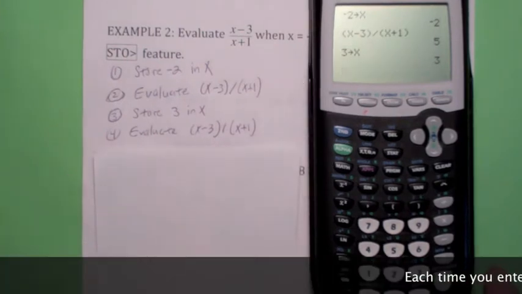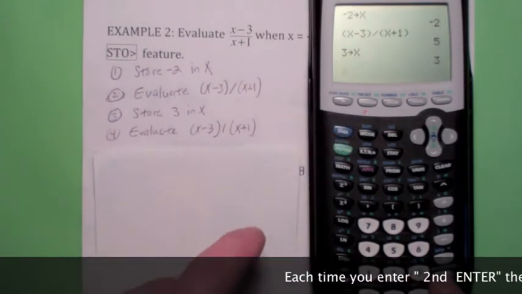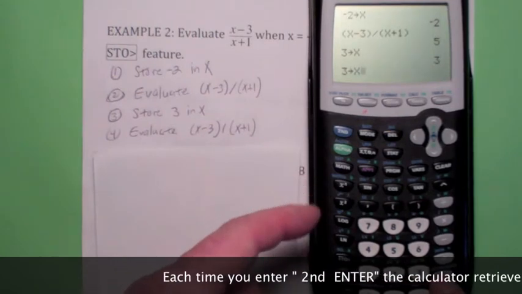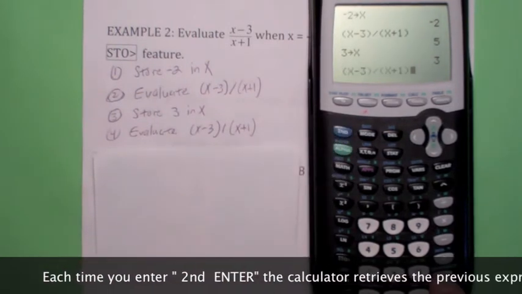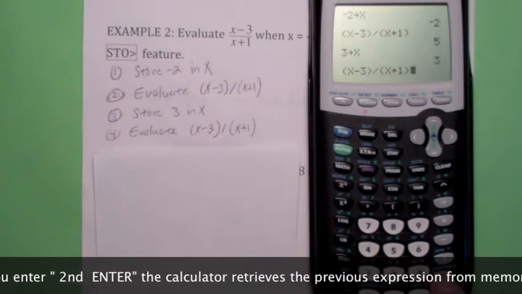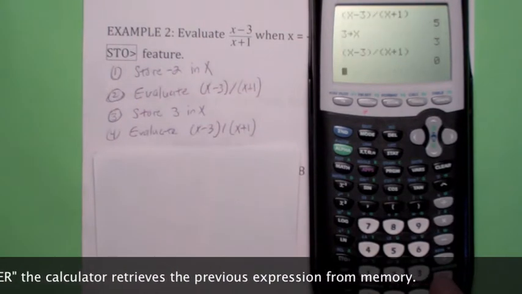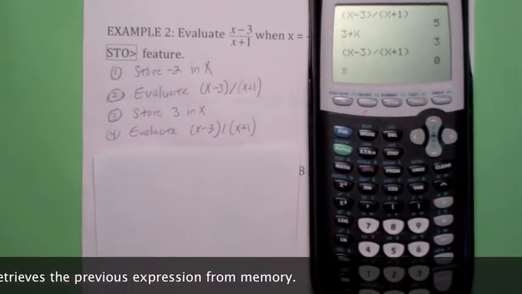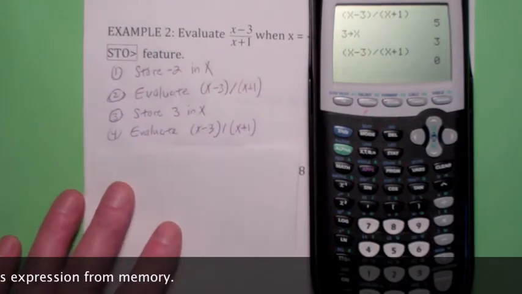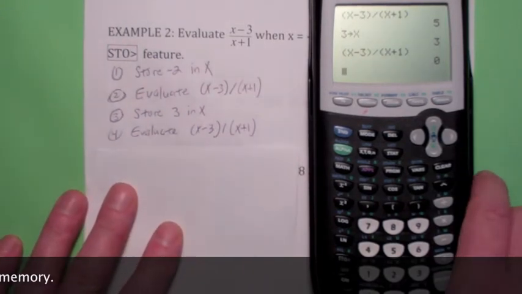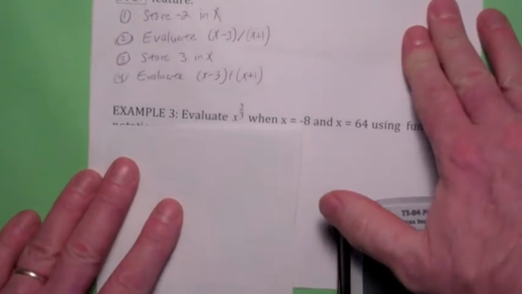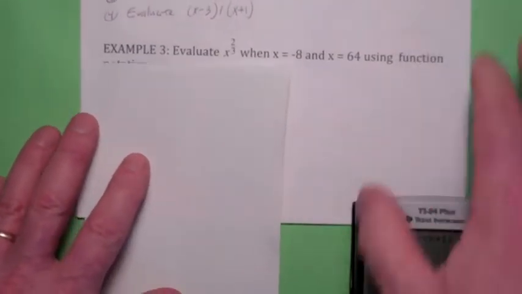Remember, it's saved. To get that expression, you just hit second enter. You're going to have to hit second enter twice. Once gives you back the 3 store in x. Hit second enter again and that allows you to edit that expression. So when you hit enter now, it's evaluating that expression with the new value stored in x, which, you should get 0. Pretty nice. Let's do another one. This one is my favorite way to do it.